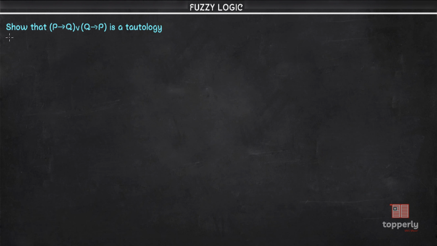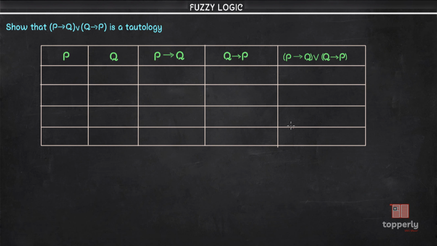The question given here is to show that P implies Q, disjunction Q implies P is a tautology. That is, when you consider the truth table, all the values here have to be equal to true, or they have to be equal to 1 to show that this is a tautology. That is, the final compound proposition should always be true for it to be considered a tautology. So let's fill the values. We have true, true, false, false, true, false, true and false.